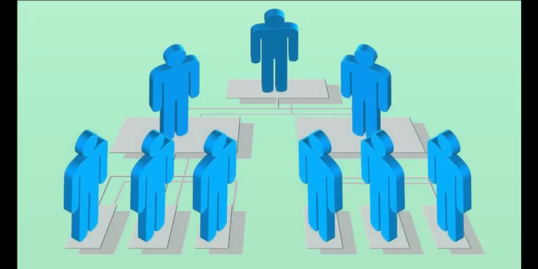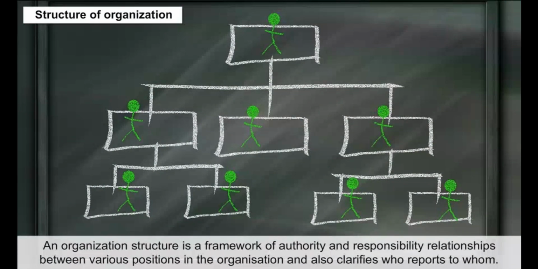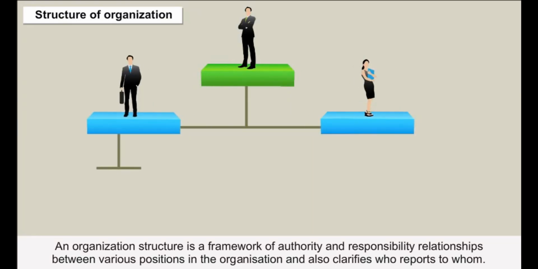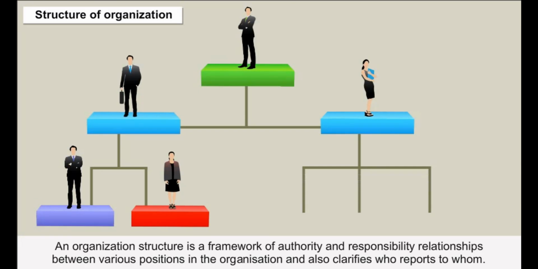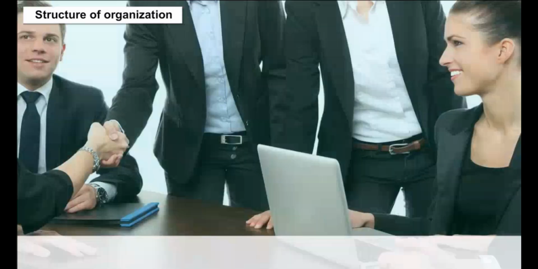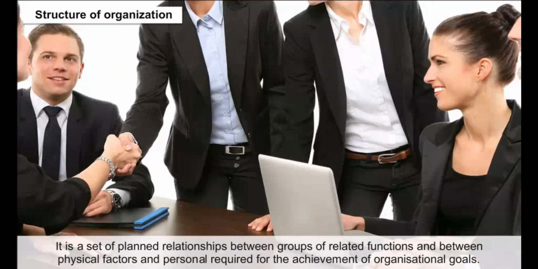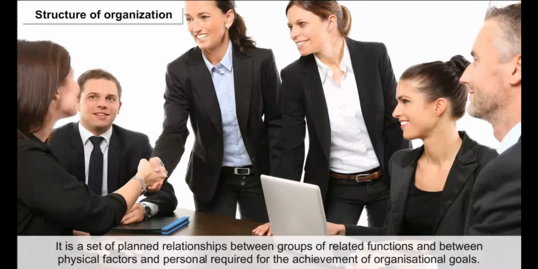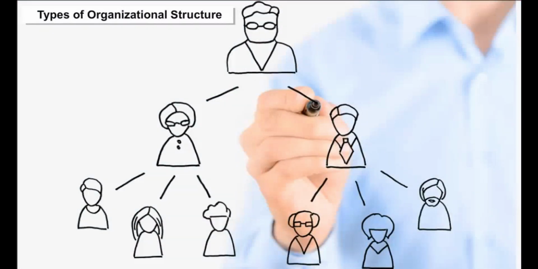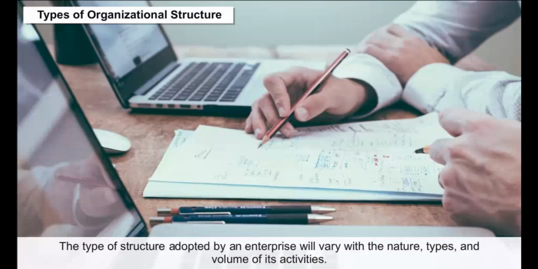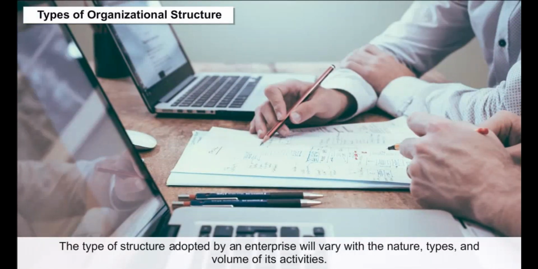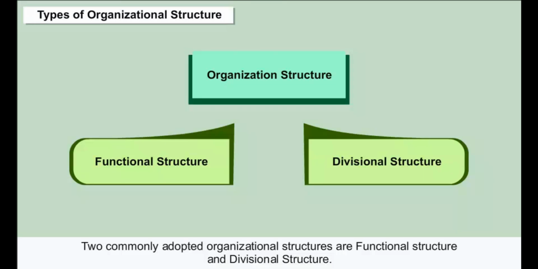Organization structure. Structure of organization. An organization structure is a framework of authority and responsibility relationships between various positions in the organization, and also clarifies who reports to whom. It is a set of planned relationships between groups of related functions and between physical factors and personnel required for the achievement of organizational goals. Types of organizational structure. The type of structure adopted by an enterprise will vary with the nature, types, and volume of its activities. Two commonly adopted organizational structures are functional structure and divisional structure.